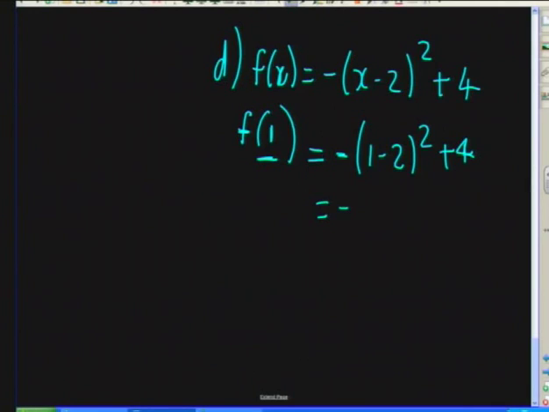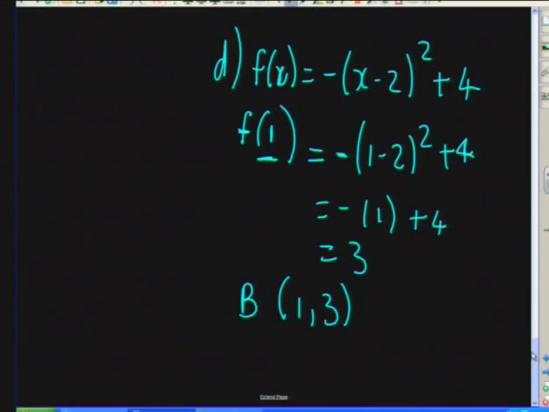All right, so we get minus 1 minus 2 is just negative 1 squared, which is going to be just 1. So I get 4 minus 1, which is 3. So therefore the coordinates at point B is 1 and 3. Okay, so that's the coordinates at point B.